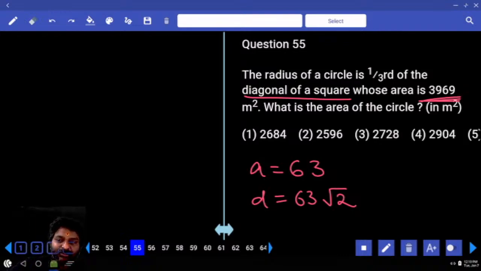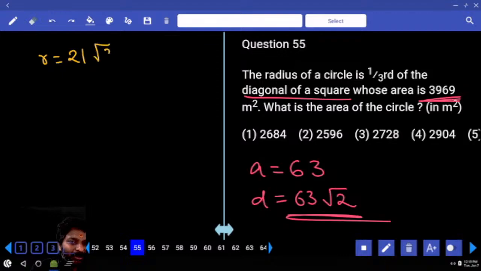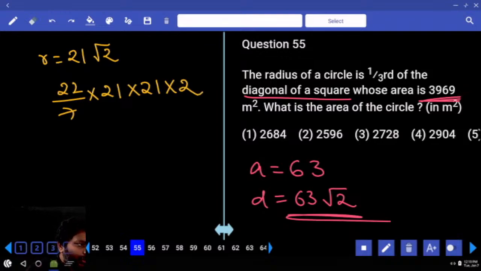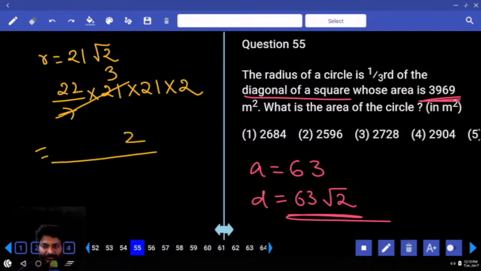The radius of the circle is 1/3 of the diagonal. Then r is equal to 1/3 of this number, 21 root 2. The question is to identify the area of the circle. Pi r squared is 22 by 7 into 21 into 21 into 2. Root 2 squared I am writing as 2. Is that fine? Last digit verification: 2 into 3, 6 into 1, 6 into 2. The answer ends with how many? Last option.